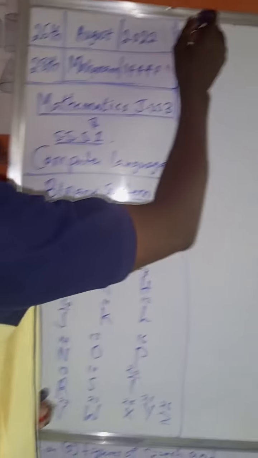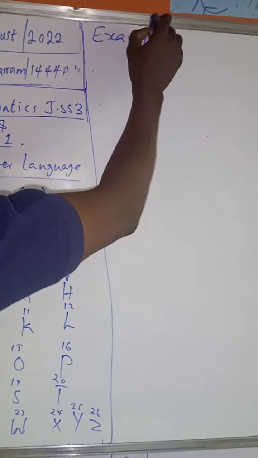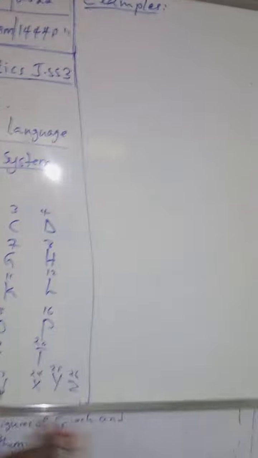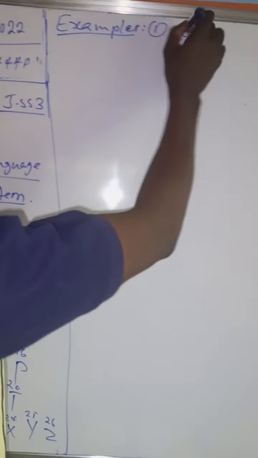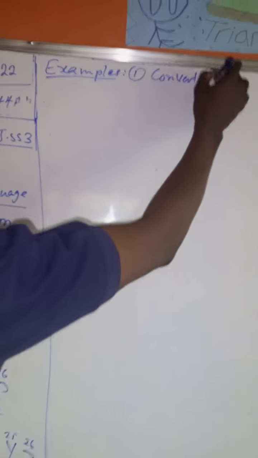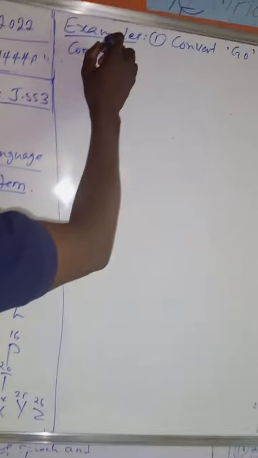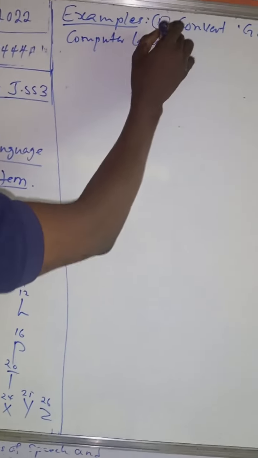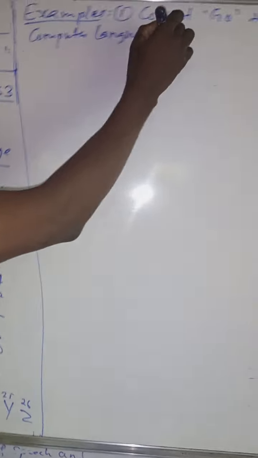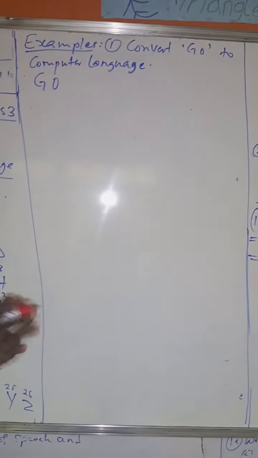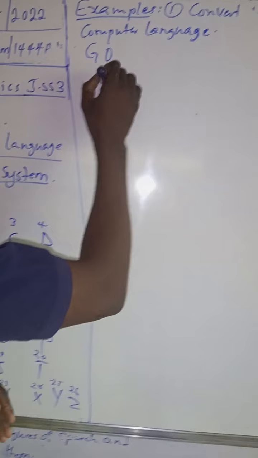Now take for instance, let me give you how it works. Like in JSS3 exams, they normally ask you to convert a word like GO to computer language. You have to write it in computer language, the binary system. Then how do we go about that? We have GO. Let me first solve for G.